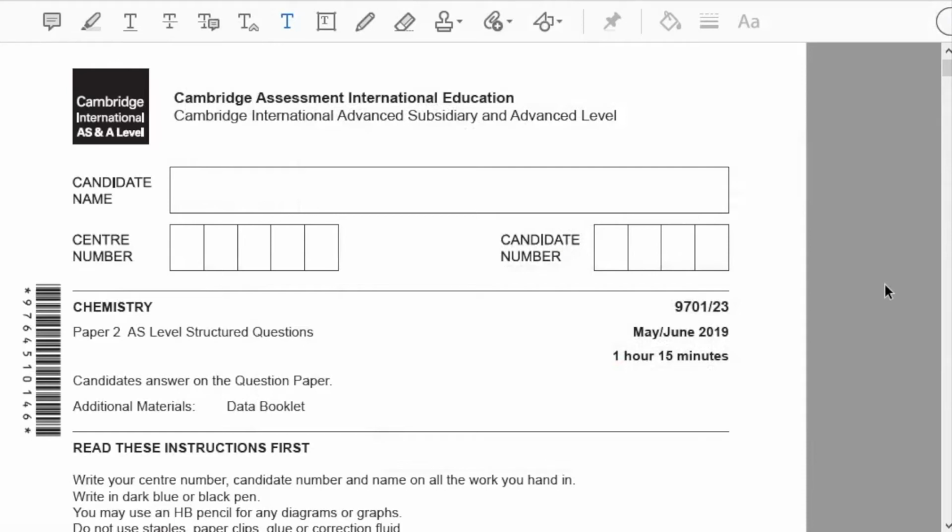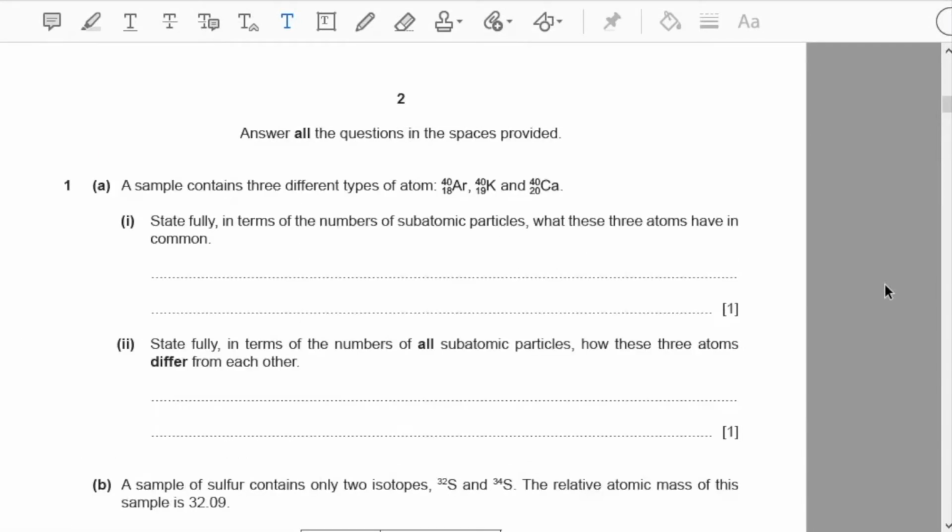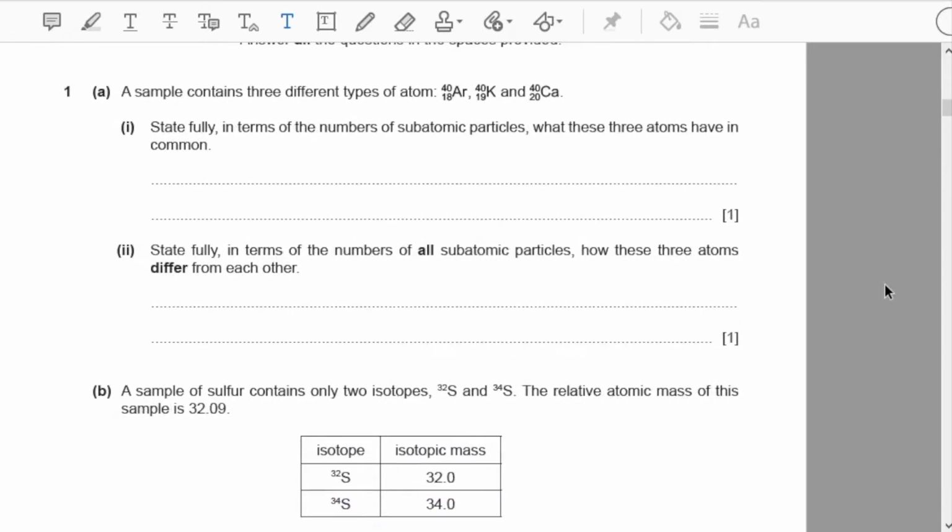Today we will be solving Chemistry Paper 2 AS Level Structured Questions 9701 Variant 3 May-June 2019. Starting with question number 1, Part A. A sample contains 3 different types of atoms, uranium, potassium, and calcium. Part 1. State fully in terms of the numbers of subatomic particles what these 3 atoms have in common.